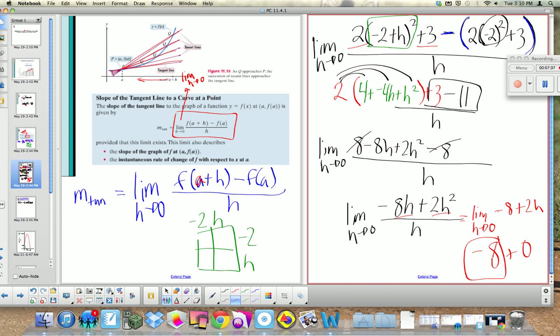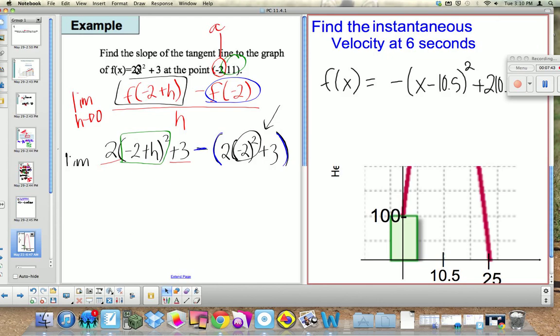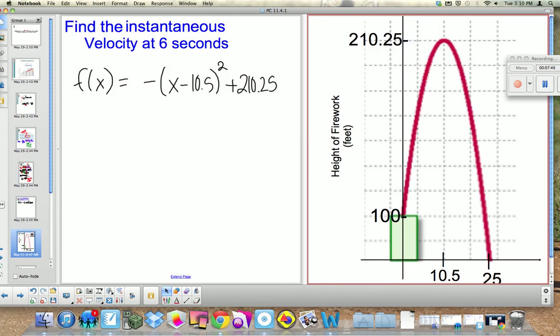Let's take a look at another example, an example that's actually a little bit more meaningful because it's something we've looked at before. So remember when we looked at this firework problem, and we already found the rule for this. There was a couple ways to find the rule.